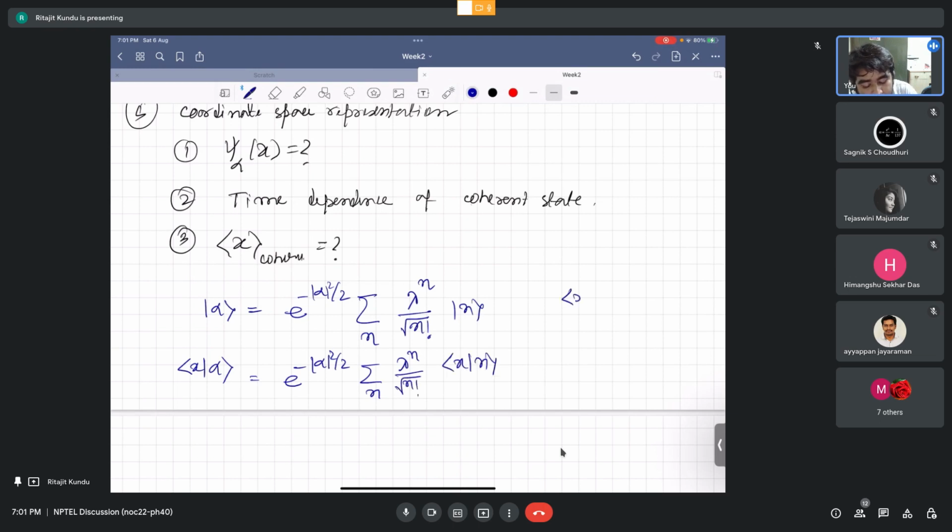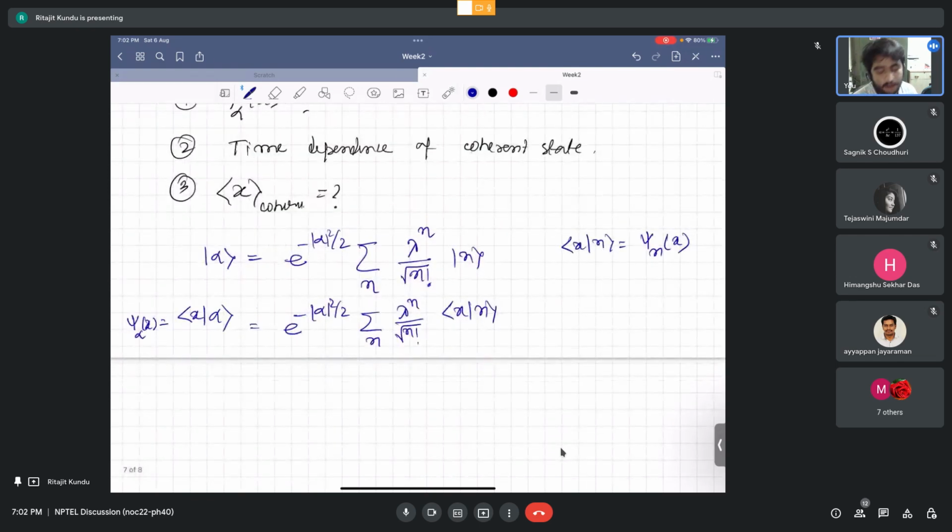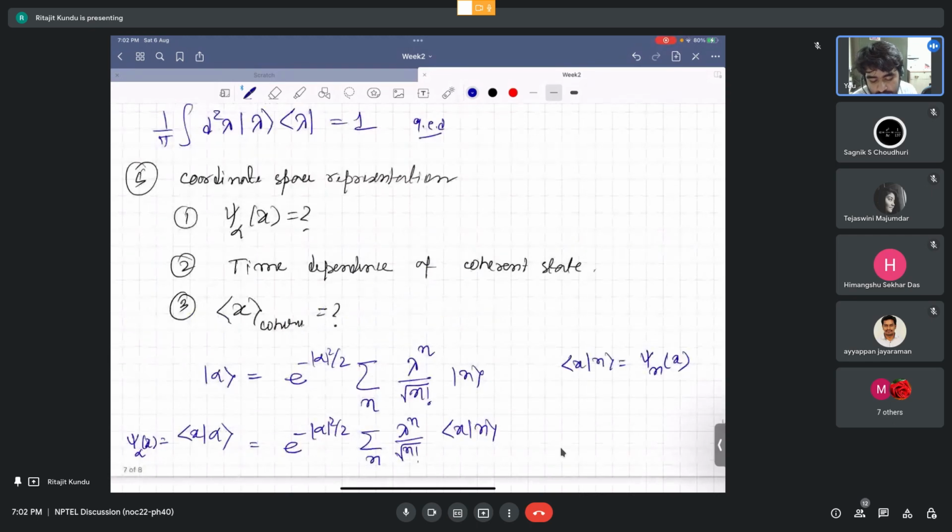Okay, and we know that |x, n⟩ gives you the solution of the harmonic oscillator, which we call ψ_n(x). So this is our coordinate space representation. Let's denote it by ψ_α(x). ψ_α(x) is a linear combination with particular coefficients. If you calculate the probability, you will see that these coefficients are nothing but Poisson distributions. So this is the coordinate space representation of these coherent states.